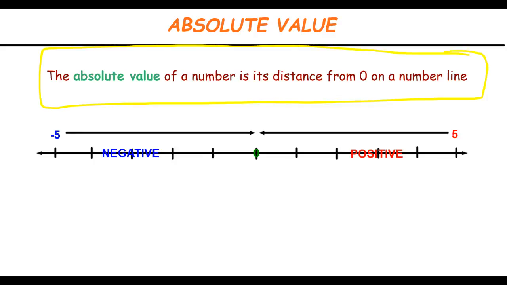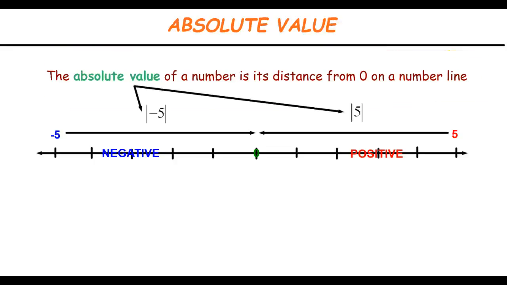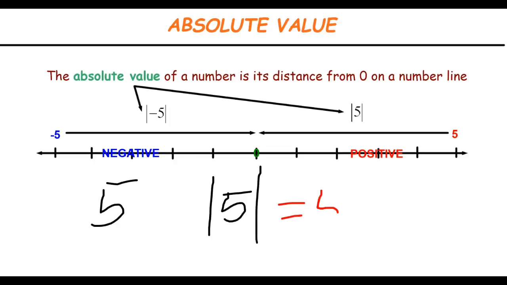So when we represent absolute value, we're going to use two vertical lines around a number. So the number 5 has a value of 5. And if we're talking about the distance from 0 on a number line, we're going to use vertical lines around the 5 to represent what is read as the absolute value of 5. The absolute value of 5 as a distance is 5.